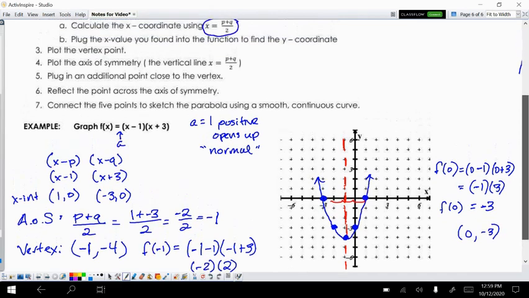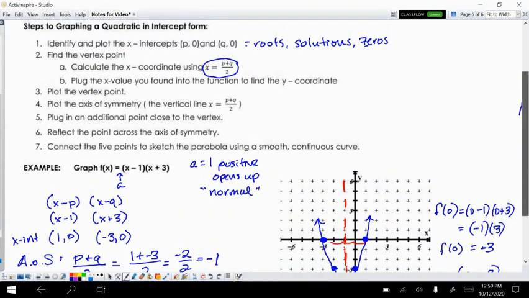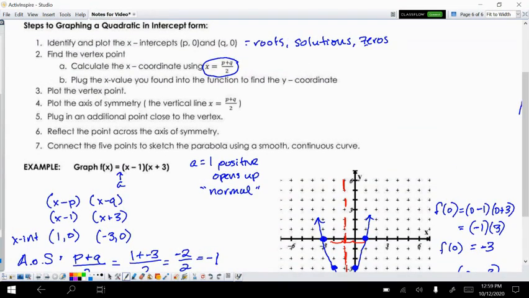So remember that in factored form, p and q are your x-intercepts, and halfway between those at the midpoint is your axis of symmetry and the x-coordinate of the vertex.